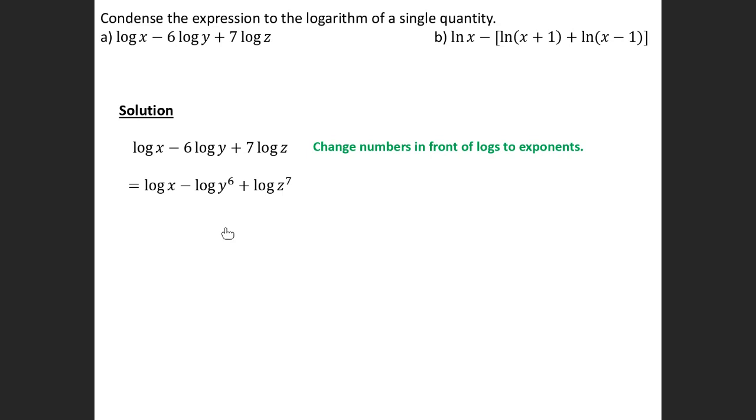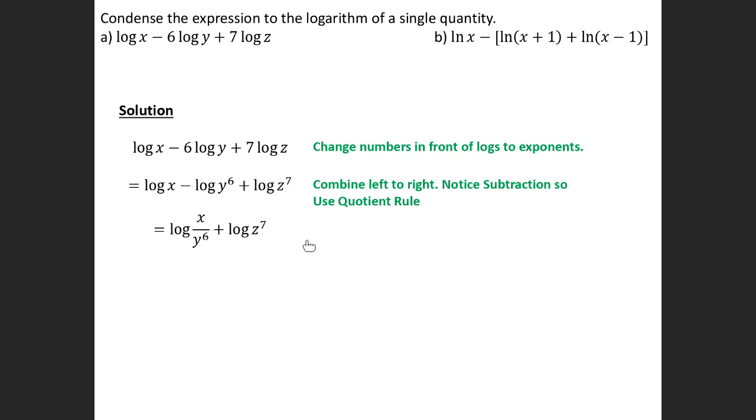Okay. So let's work on log x minus log y to the 6. Since you're subtracting, we're going to combine it using the quotient rule, and we're going to divide them. So we have log x divided by y to the 6. Then we have plus log z of 7.